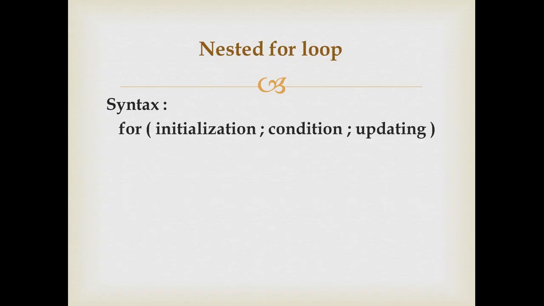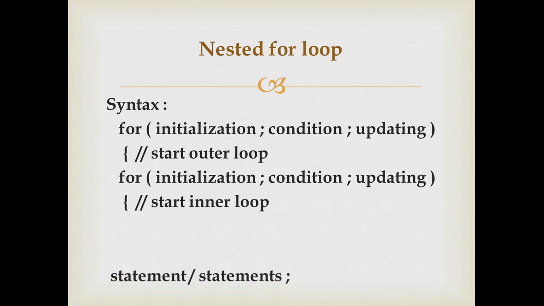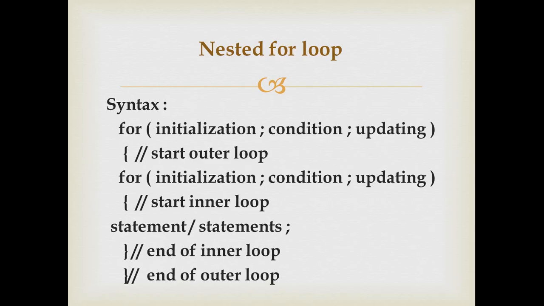Here is the syntax of a nested for loop. Here you can see this is the first for loop. This is the opening of the first for loop, the starting of the outer loop. Here the outer loop ends. Here is the inner loop. You can see that the inner loop is present inside the body of the outer loop.